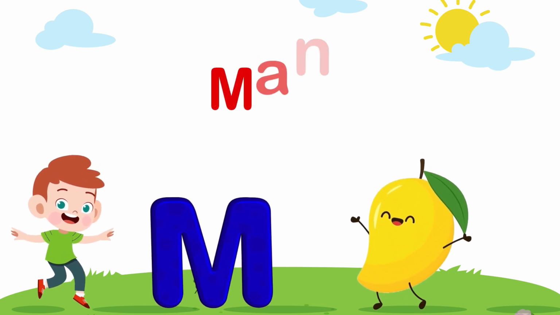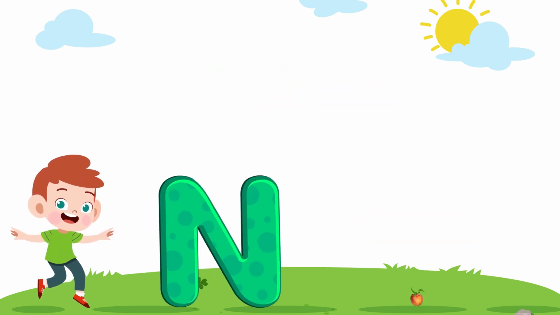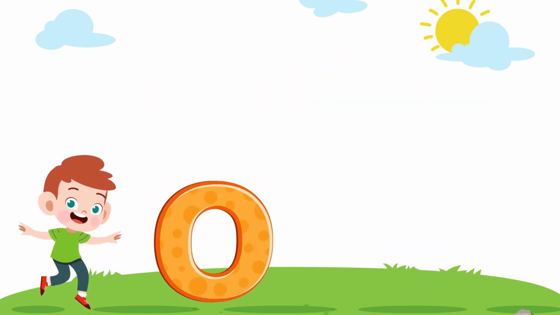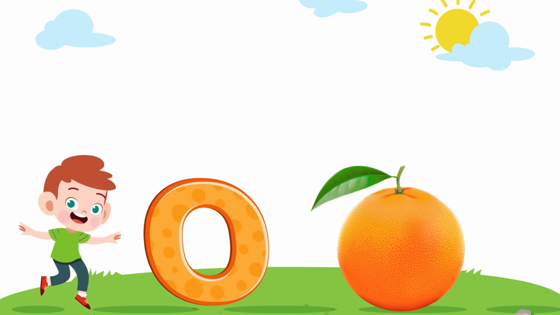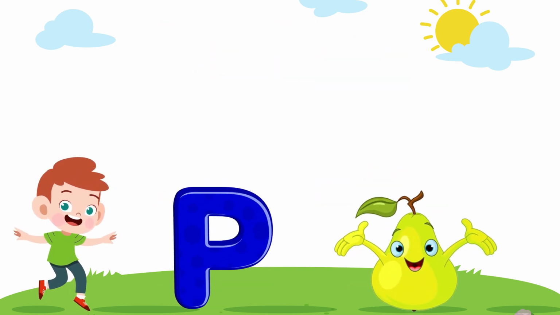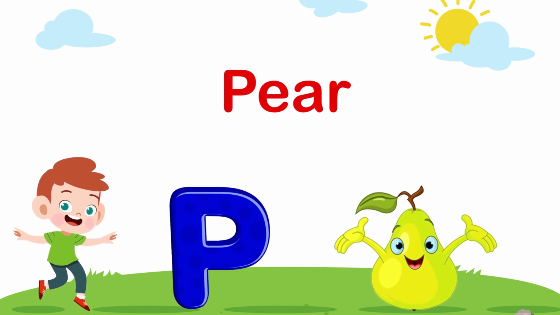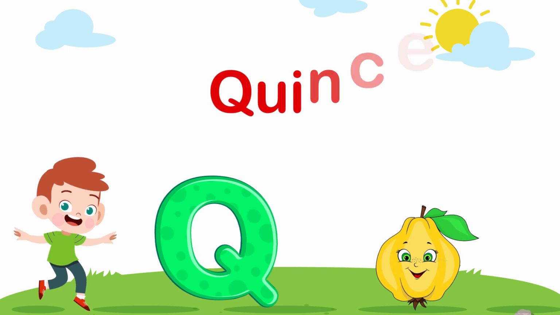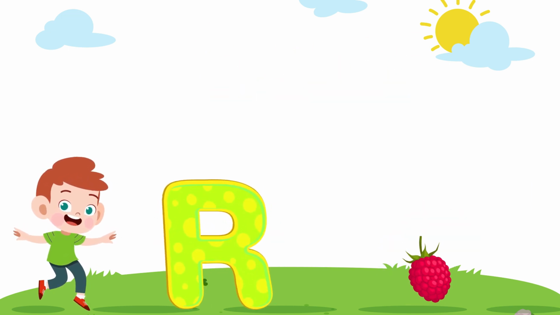N is for Nectarine Fruit. O is for Oranges. P is for Pears. Q is for Quince.